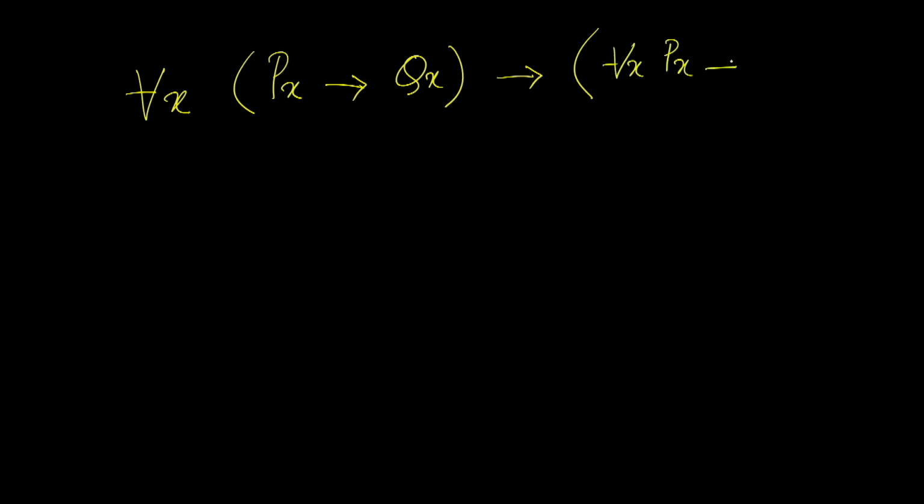For example, consider this statement: for all x, px implies qx, implies, for all x px implies for all x qx. I want to claim that this is logically valid.